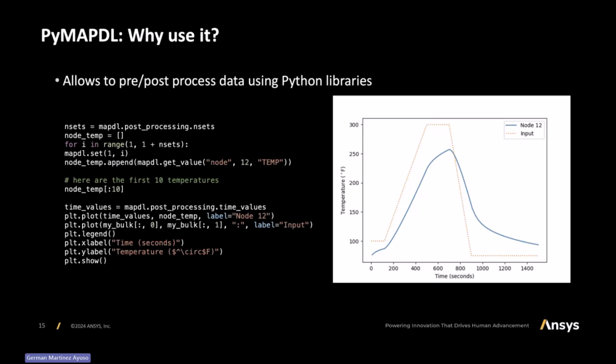Of course, it also allows you to interact with other libraries for pre-processing, post-processing, reporting, whatever you need. There is always a Python library that does that, and we are more than happy to allow MAPDL to interact with it. We see here an example on how to plot the node temperatures on node 12.